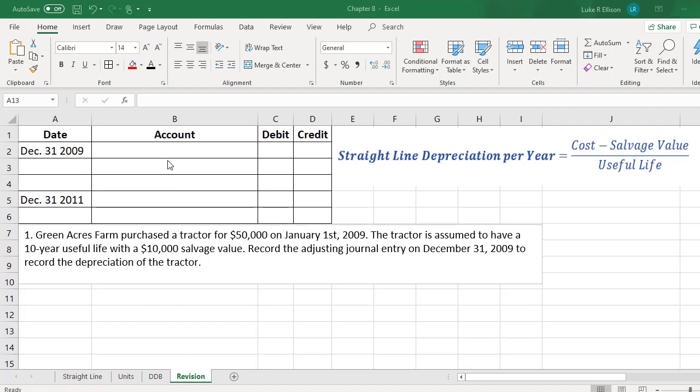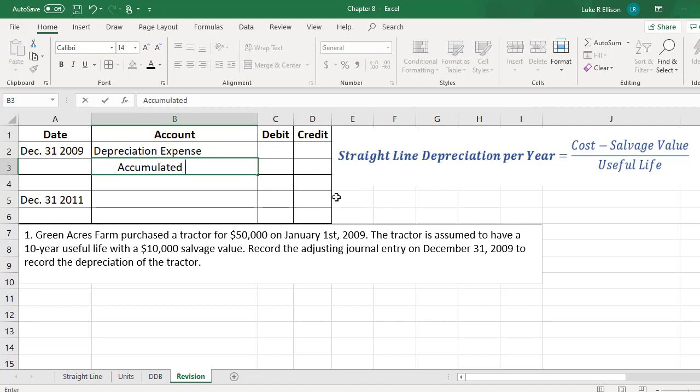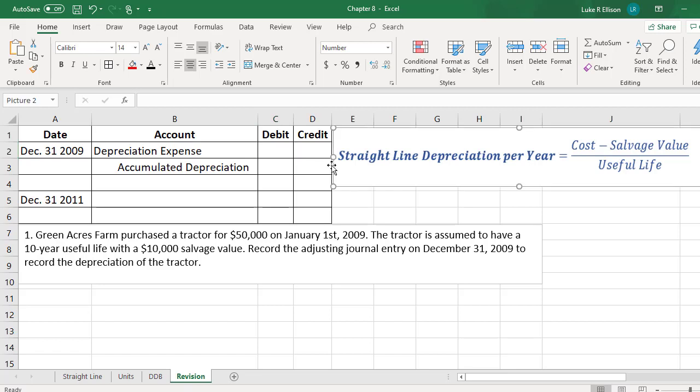And you might remember that the journal entry for depreciation expense is always the same two accounts. It's going to be a debit to depreciation expense and a credit to accumulated depreciation. Now the question is, what amounts do we need here for the debit and the credit? Well, that's going to be dependent on this formula over here, which is straight line depreciation per year, which equals the cost minus the salvage value divided by the useful life.